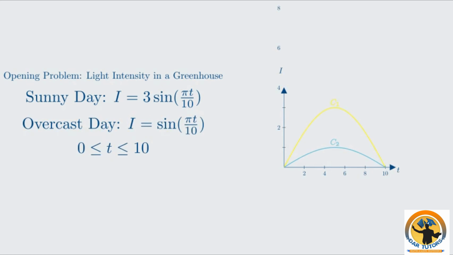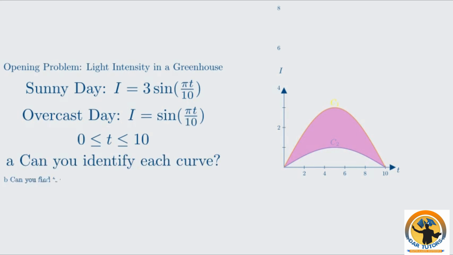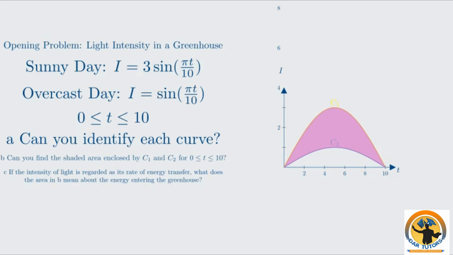The higher curve, C1, represents the sunny day, and the lower curve, C2, represents the overcast day. The shaded area between them represents the difference in light intensity over time. This problem asks us to find this shaded area. If light intensity is the rate of energy transfer, what does this area represent? This question leads us directly to the concept of definite integrals, which are used to calculate the area under a curve and the net change of a quantity given its rate of change.